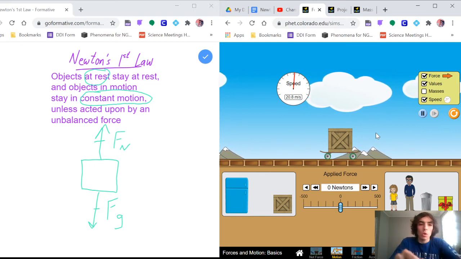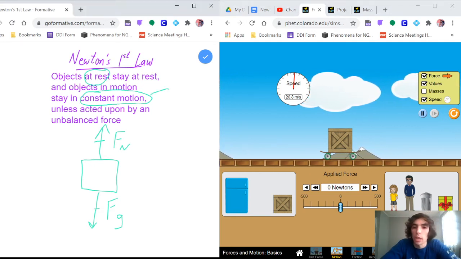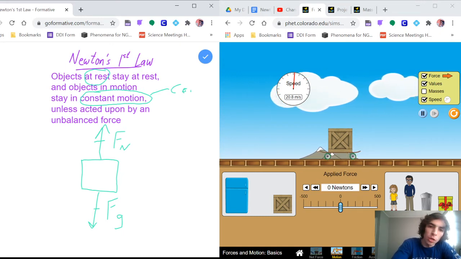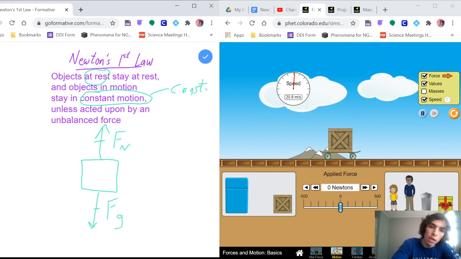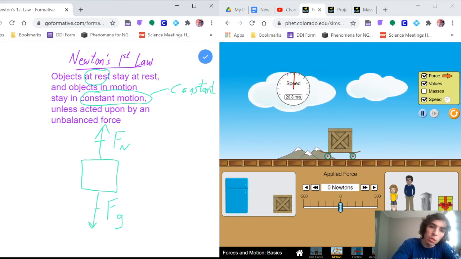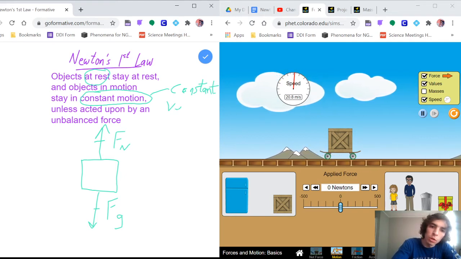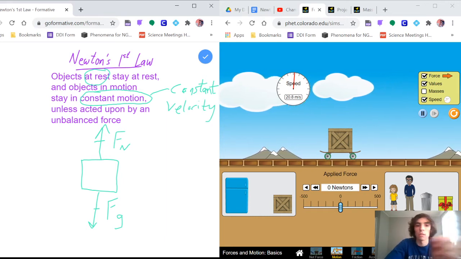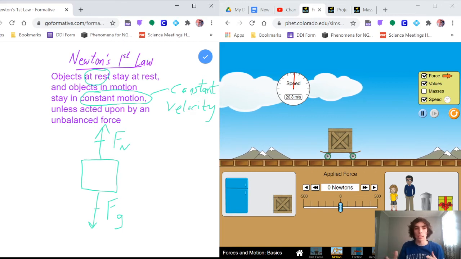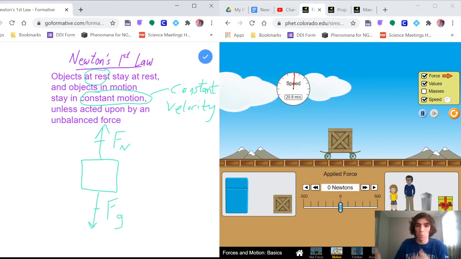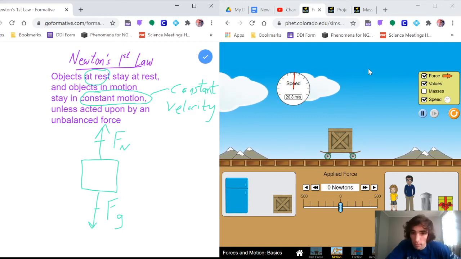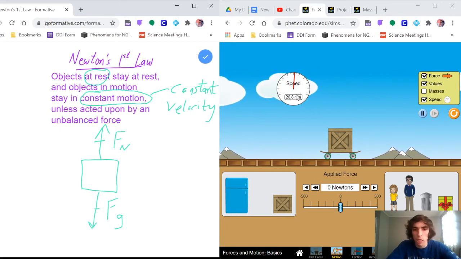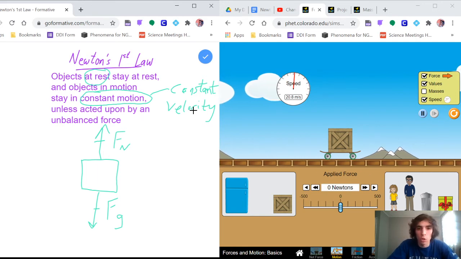Now, one way that we see this written about in problems is a key phrase that should clue you in. Constant motion is sometimes referred to, and actually more commonly referred to, as constant velocity. Velocity is a description of an object's motion, including both speed, which is just how fast, so in this case 20.8 meters per second would be the speed, but the velocity also includes direction.